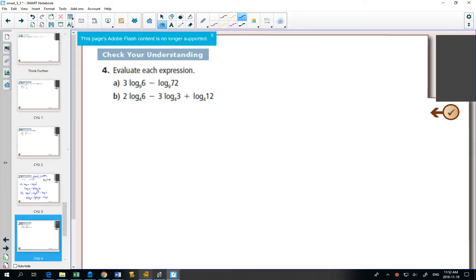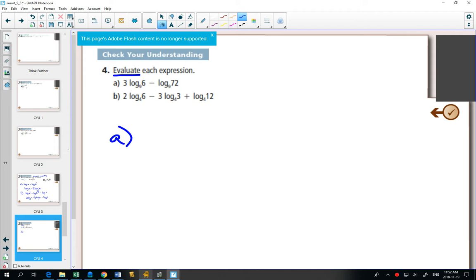Evaluate each expression. The word evaluate means get a final answer in the end. So currently, part A says 3 times log base 9 of 6. In other words, log base 9 of 6 is saying 9 to what exponent would equal 6? That's not something that should be good or easy mental math-wise.